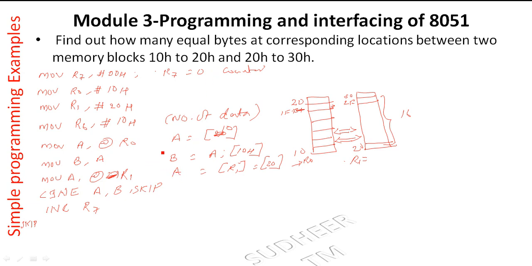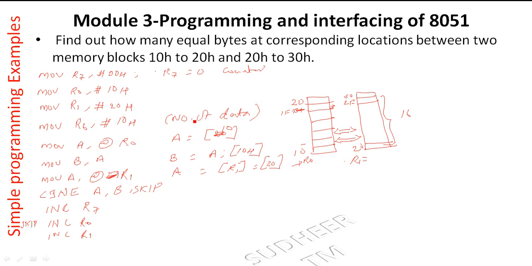So INC R7. If the content of A and B are equal, it will not jump to skip, so it will execute INC R7. Equal means we will increase the count by 1. At skip, we need to take the data from the next memory location. For that, the contents of R0 and R1 we need to increase. So INC R0 and INC R1. Now the pointers are at 11 and 21.